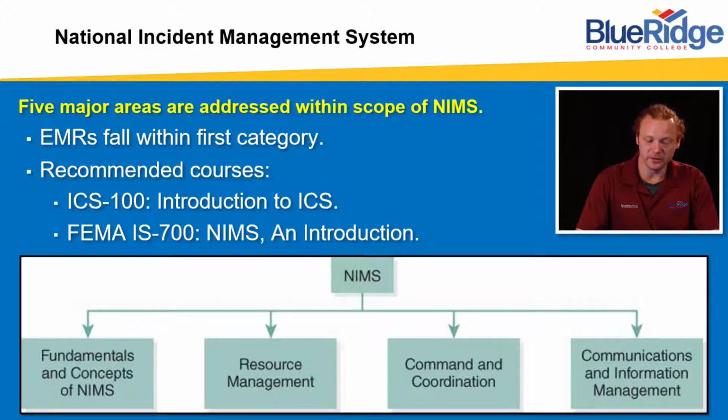The federal government requires many agencies to utilize NIMS. It is recommended that EMRs be certified in ICS 100, which is an introduction to ICS, and then FEMA IS 700, which is a NIMS introduction. Additional information on NIMS is available at the Federal Emergency Management Agency's website, or FEMA. Most departments have other requirements. In addition, you may have the ICS 200 and 800 may be required by your agency as well, and then other NIMS classes in addition to that.